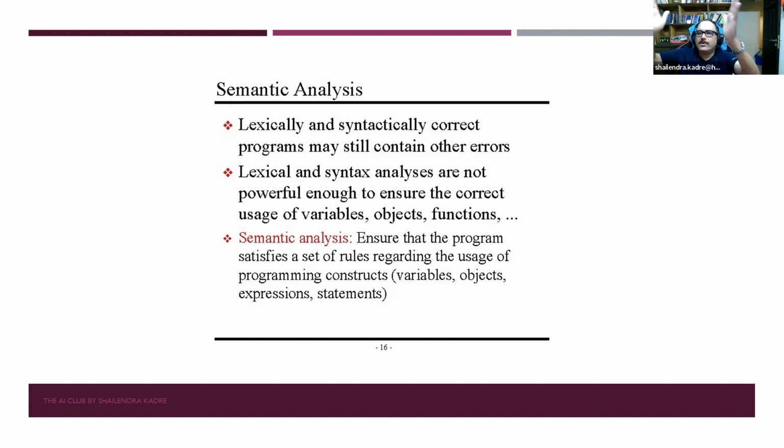They end with POS tagging. POS tagging means Rama is a noun, that is a determiner, that is a verb. So it ends there. It gives the structure of the sentence, with no context given to it. When we add context to syntactic and lexical analysis, it becomes semantic analysis. In semantic analysis, we ensure that the program satisfies a set of rules regarding the usage of programming constructs like variables, objects, expressions, and statements. So we add context as well as some grammatical rules to the analysis.